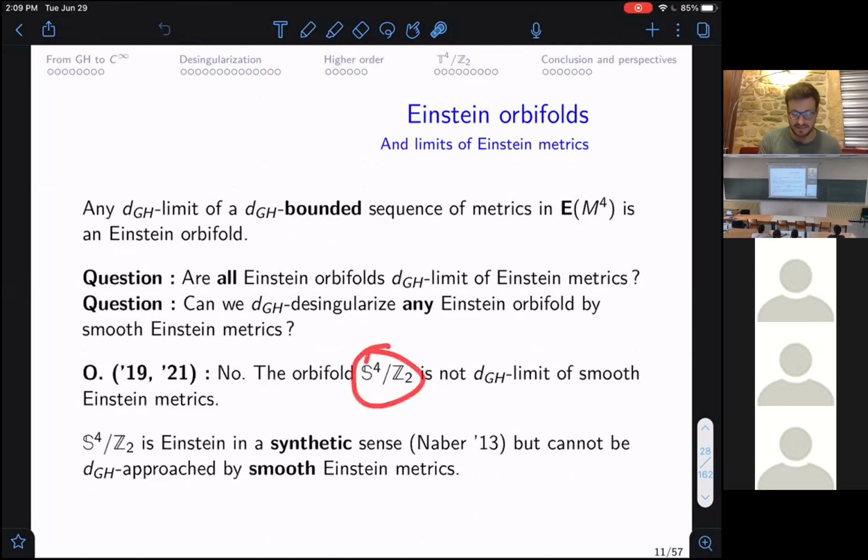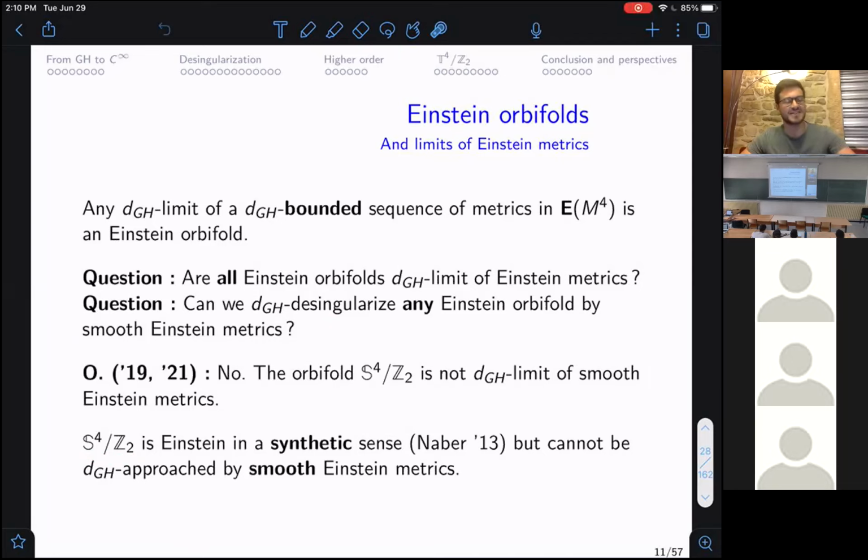And well, this simplest orbifold I presented to you, this American football metric, cannot be desingularized by smooth Einstein metrics. And that's maybe the newest result I'll present today. And what's maybe striking is that this space is Einstein in a synthetic sense, in Naber's sense, for instance, but it cannot be approximated by smooth Einstein metrics. So the same kind of result in the RCD situation would be amazing. The Einstein equation is quite different, but that's also one way to interpret this result.